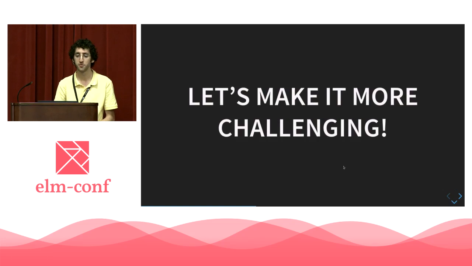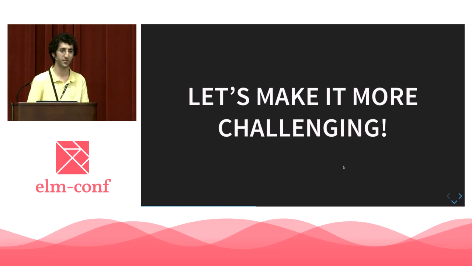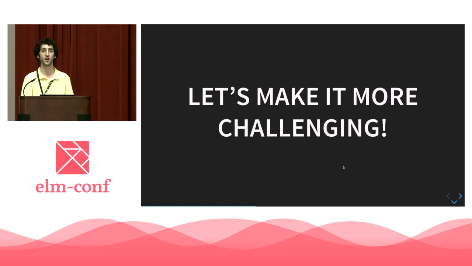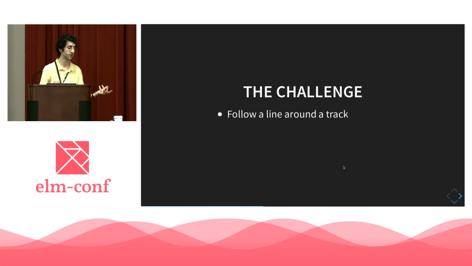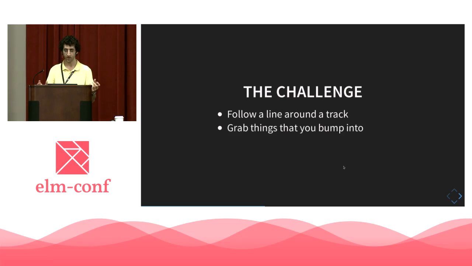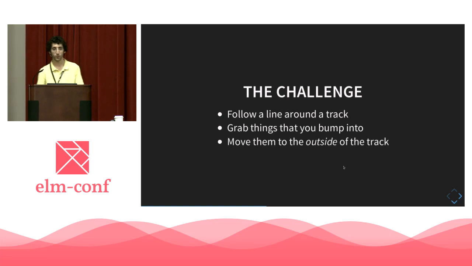So let's do something more with this. Let's push it a little bit further and see how it feels to use Elm for something that's not totally trivial. So we're going to set a challenge for ourselves. What we want the robot to do is to follow a line around the track. OK, we're doing that OK. And then grab something when it bumps into it. And then when it finds an object and we grab it, we want the robot to take that object and move it to the outside of the track. Always to the outside, not the inside.